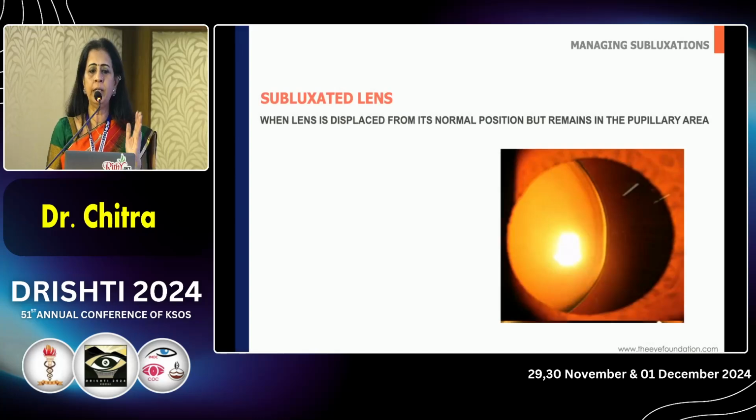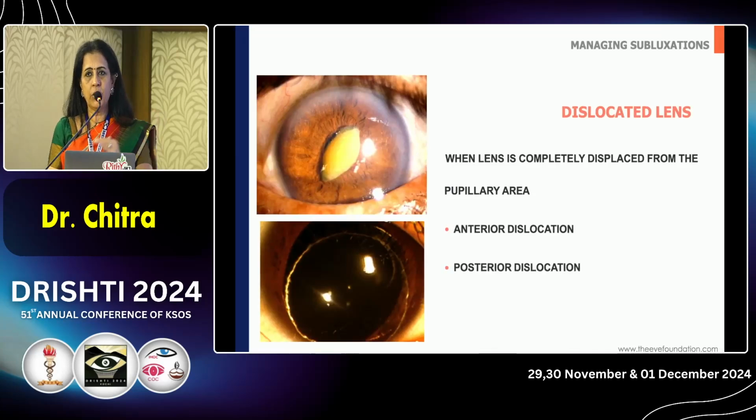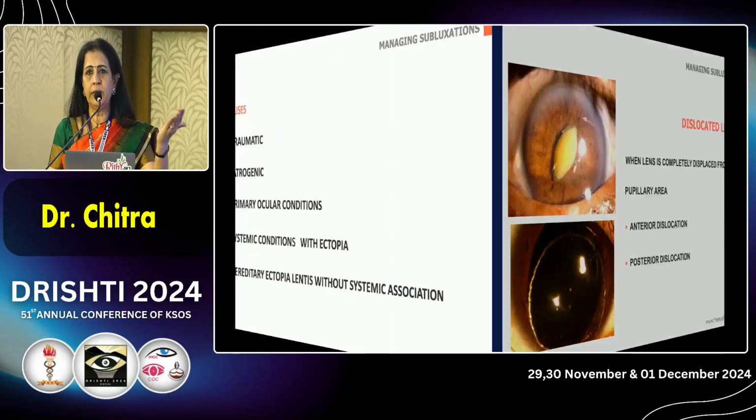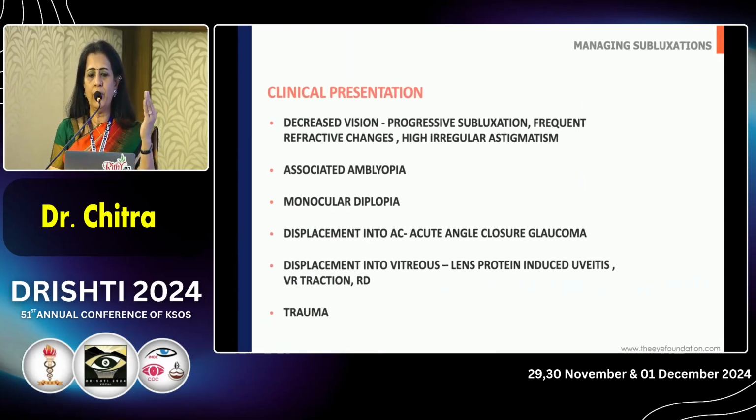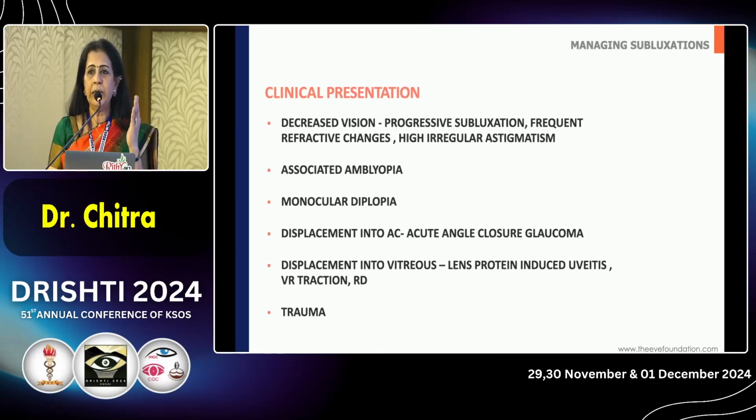We know that when a lens is displaced from its normal position but remains in the pupillary area, it is subluxed. If it is not in the pupillary area, it could be anteriorly or posteriorly dislocated. The commonest cause for subluxation is traumatic, and then iatrogenic and other causes. The main complaints are decreased vision and progressive changes in vision, increased astigmatism, amblyopia, diplopia, and of course signs of trauma.